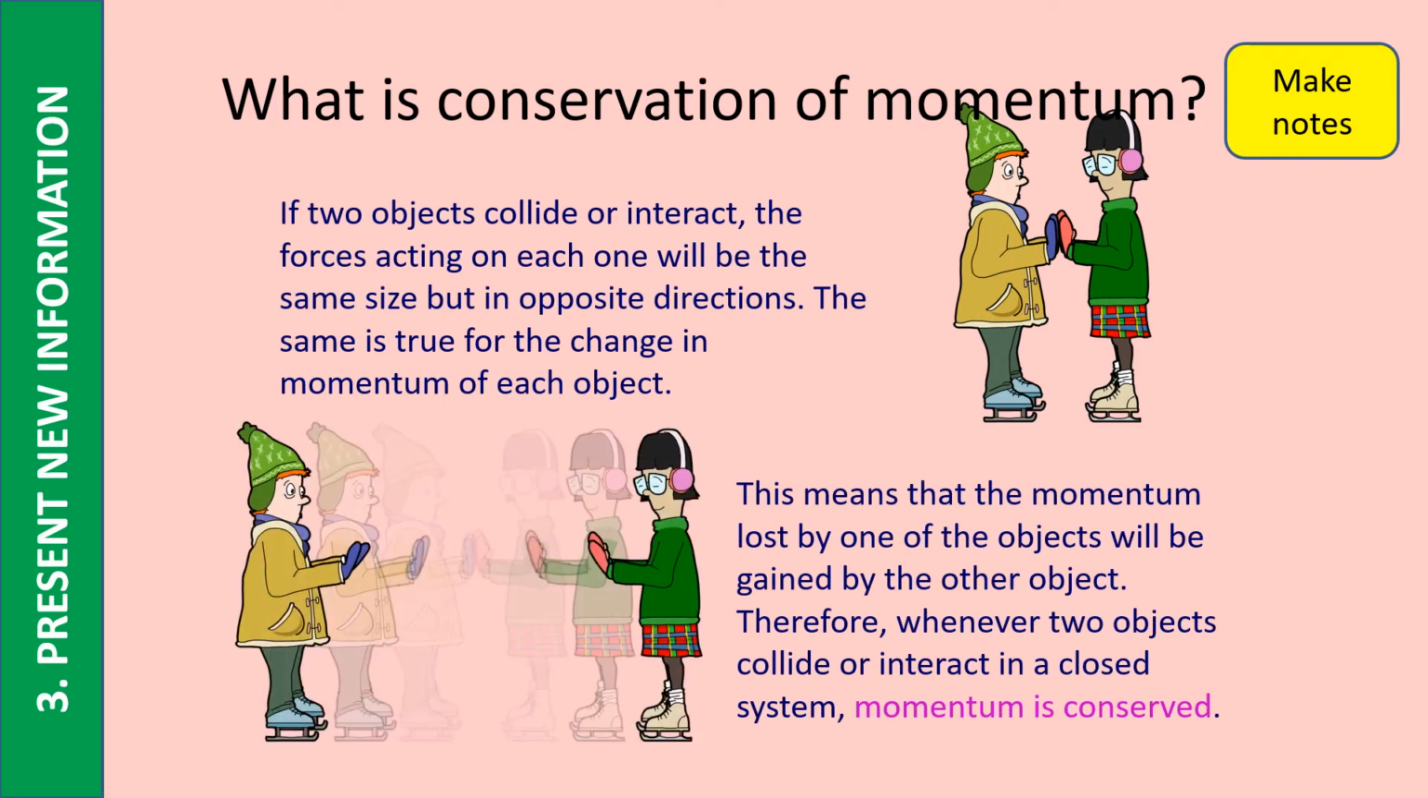What this means is that the momentum lost by one of the objects will be gained by the other object. So whenever two objects collide or interact, the total amount of momentum is conserved.